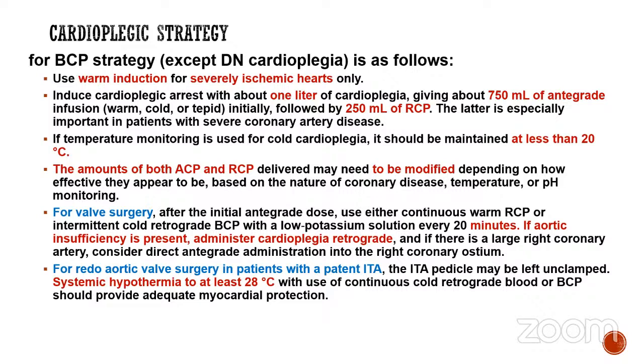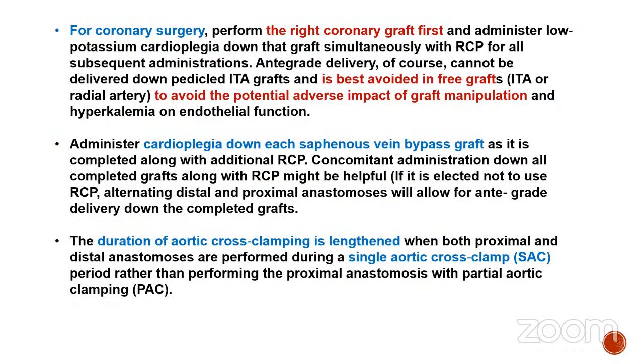For redo aortic valve surgery in patients with patent ITA, the ITA pedicle may be left unclamped, with systemic hypothermia to at least 28 degrees Celsius. The use of continuous cold retrograde blood cardioplegia should provide adequate myocardial protection. In regards to coronary surgery, perform a right coronary artery graft first and administer low potassium cardioplegia down that graft simultaneously with retrograde cardioplegia for all subsequent administrations.